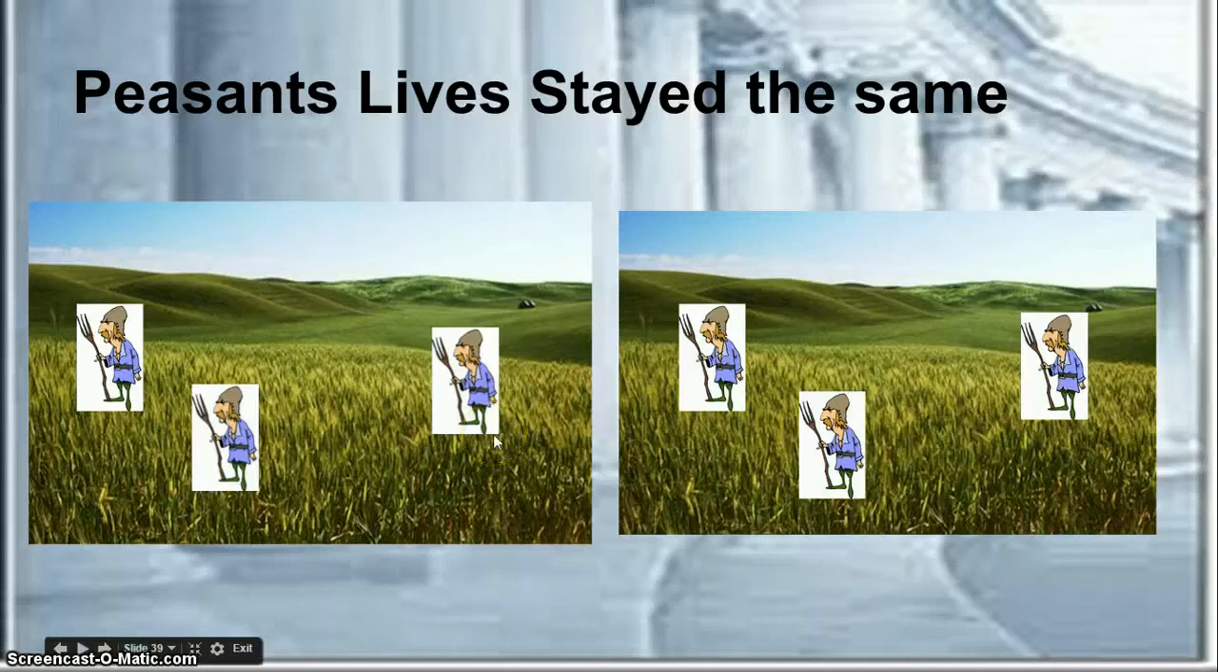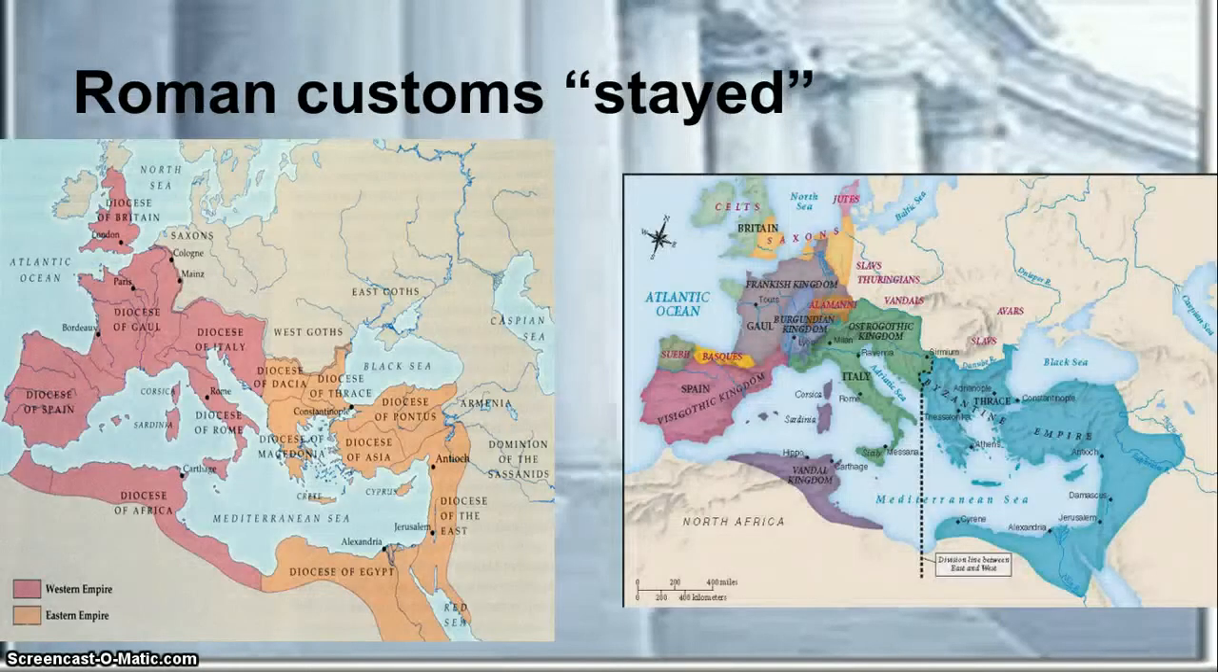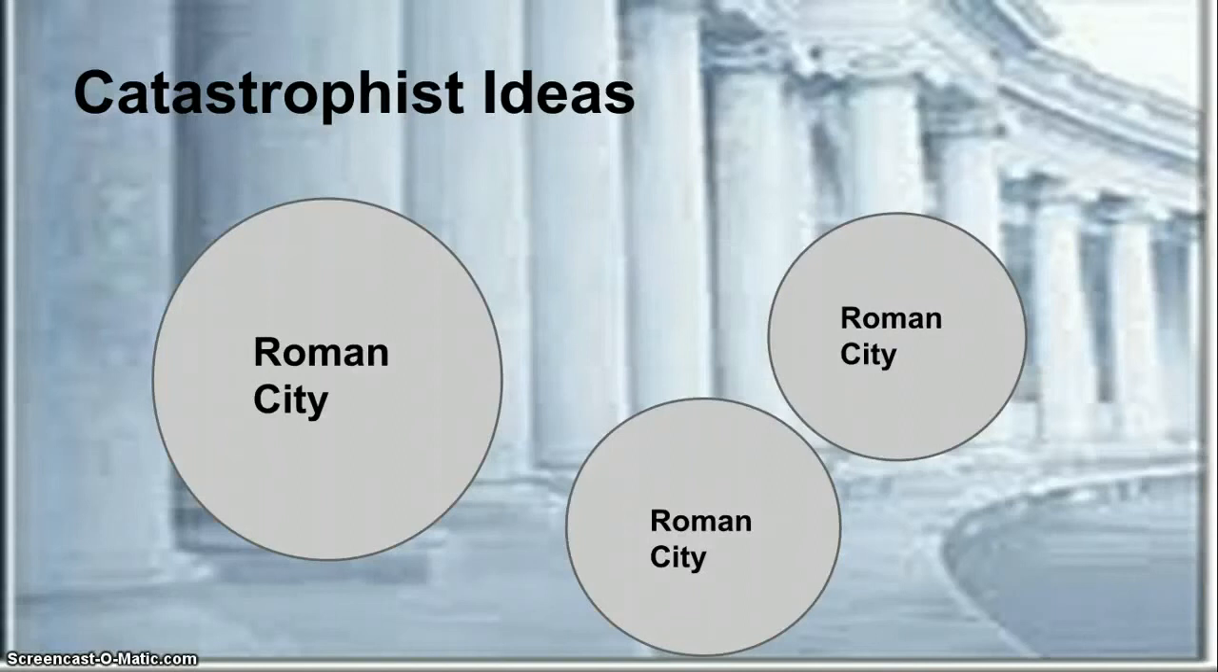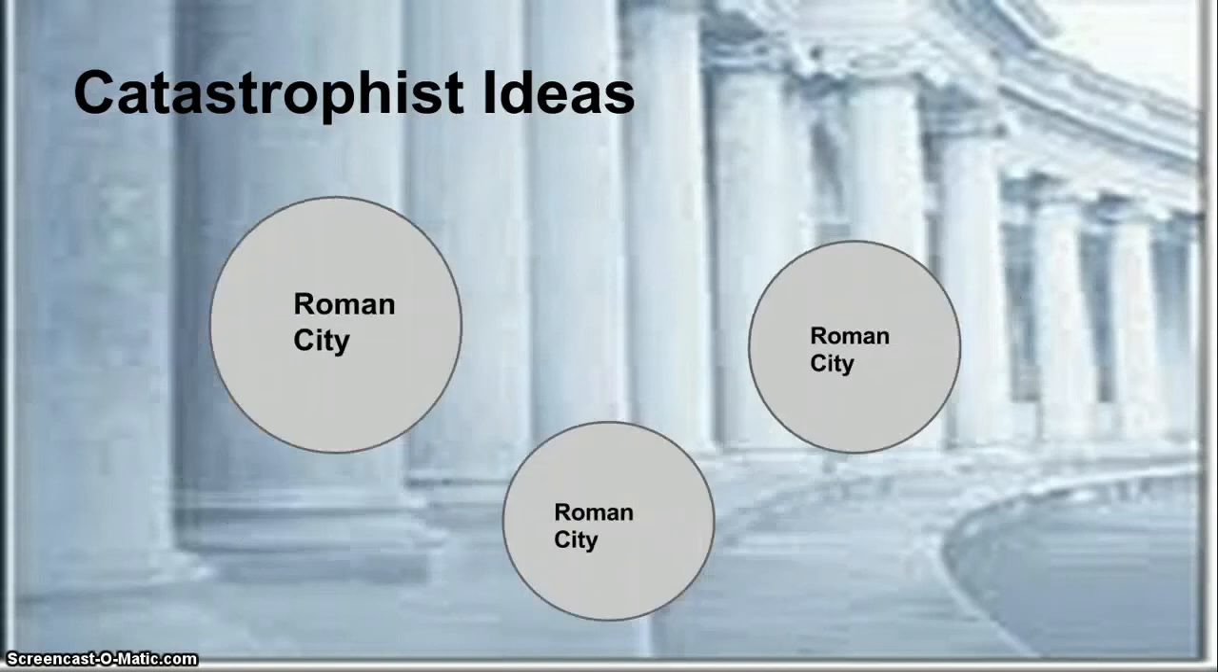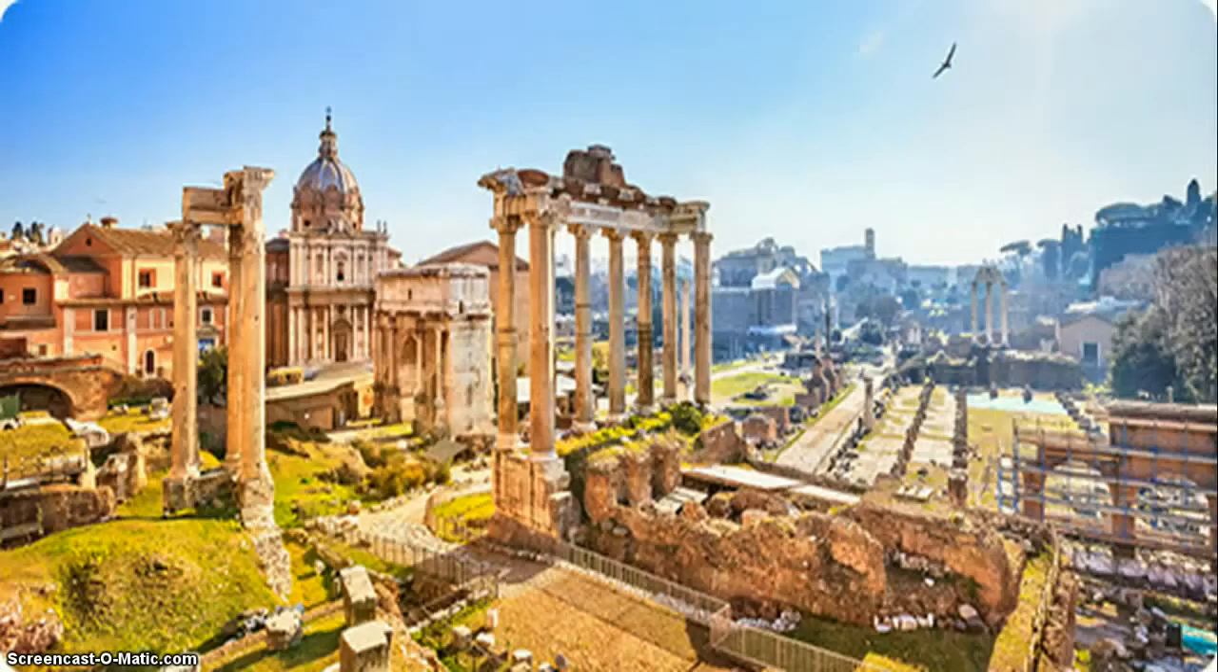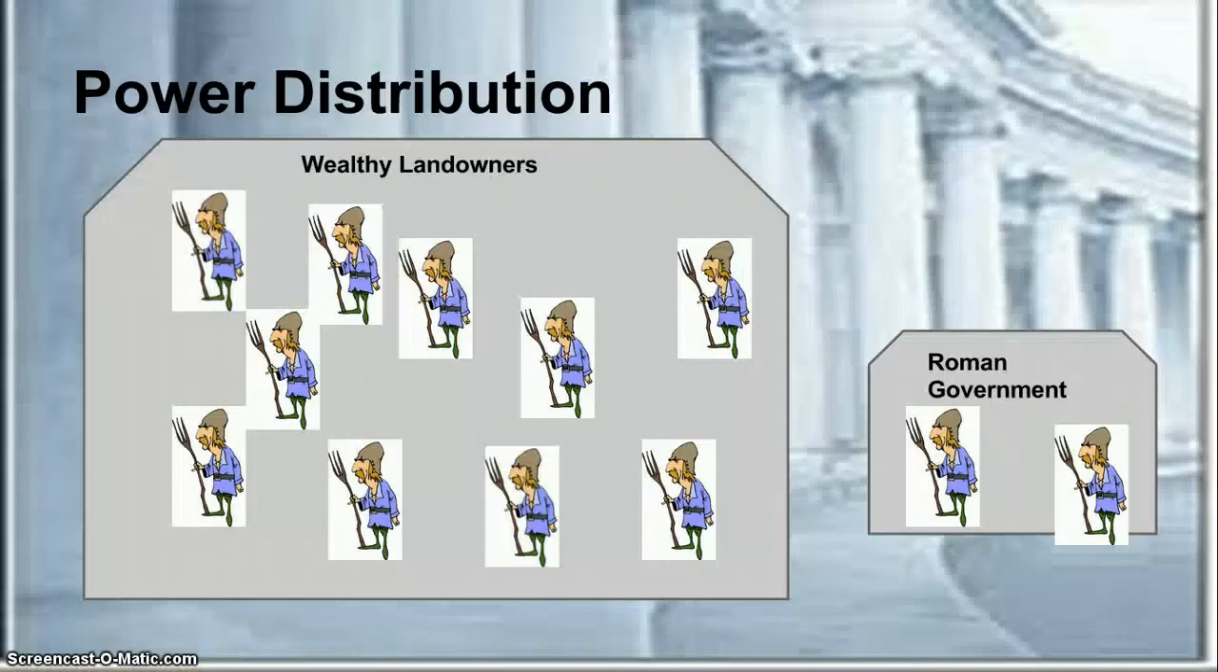A final reason that the transformationalists use is the fact that Roman customs stayed after the western half of the Roman Empire fell. On the other hand, catastrophists give counterexamples of why the Roman Empire did fall. An example of this includes the fact that the Roman cities started to decrease in size and population until they eventually just disappeared entirely. Also, society eventually started to become more and more spaced out, where the local landowners had authority over the common folk rather than the Roman government.